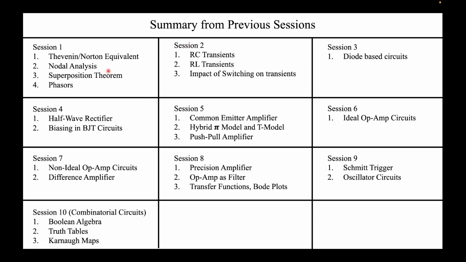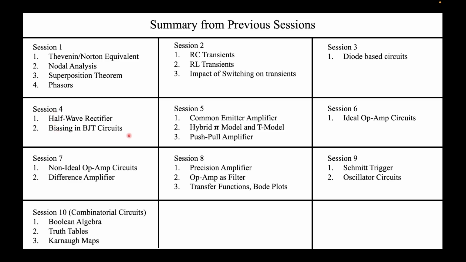So in the first session, we started with Thevenin-Norton equivalence, nodal analysis and superposition theorem for some basic circuits. And then we saw RC and RL transients, and how switching impacts those transients. Then we switched to semiconductor physics, mainly diode-based circuits like clamper and peak detector. And continuing with that, we also saw the half-wave detector, which was based on diodes.